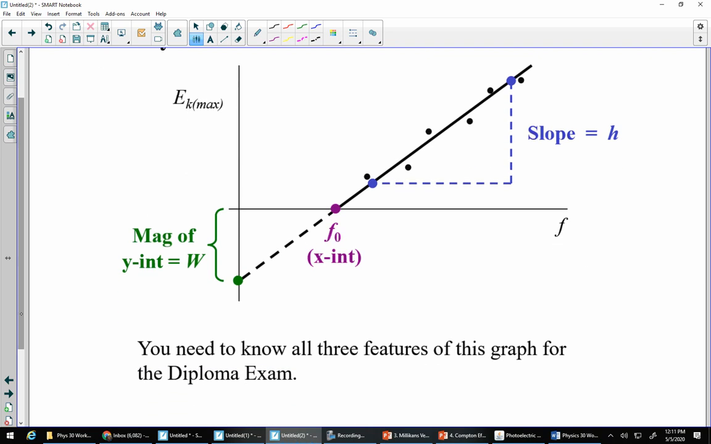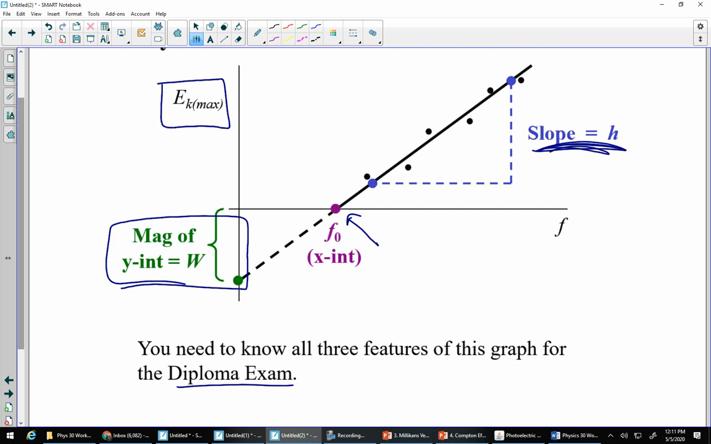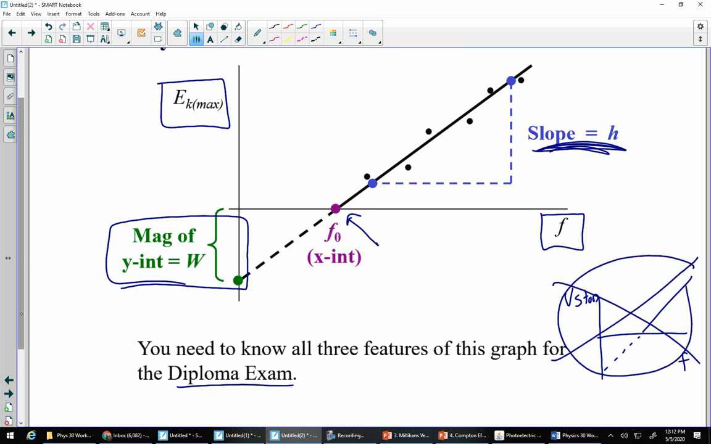For the diploma exam, we don't really have one this year, but if we did, you would need to know this. Again, the magnitude of the y-intercept is the work function. We haven't talked about this one yet, but our x-intercept is actually our threshold frequency, and the slope is Planck's constant. But this is only for graphs where we have EK max versus frequency. If I were to change this even a little bit, so let's say I had V-stop versus frequency, the shape of the graph would be the same, but none of the important pieces like the y-intercept, the x-intercept, or the slope would be the same anymore. So keep in mind, you change one little piece of this, and everything's out the window.